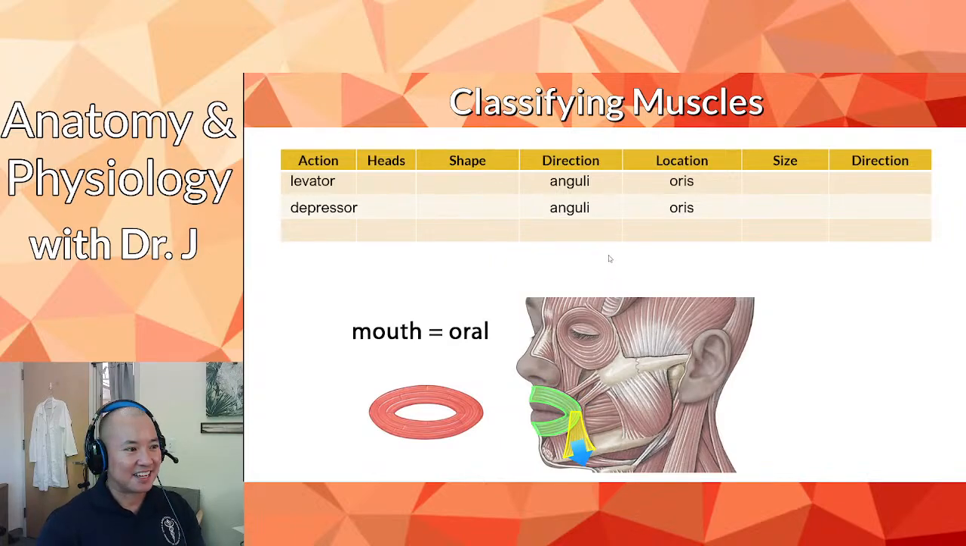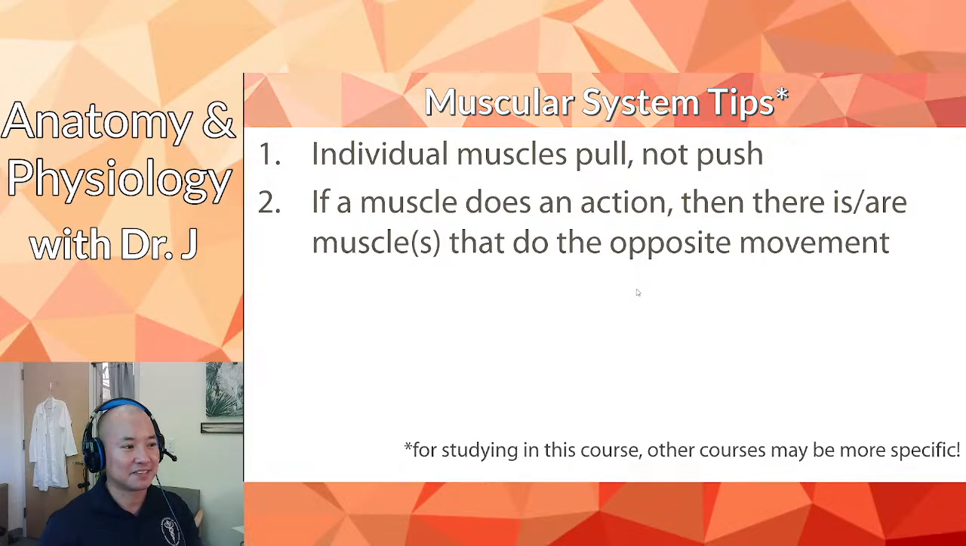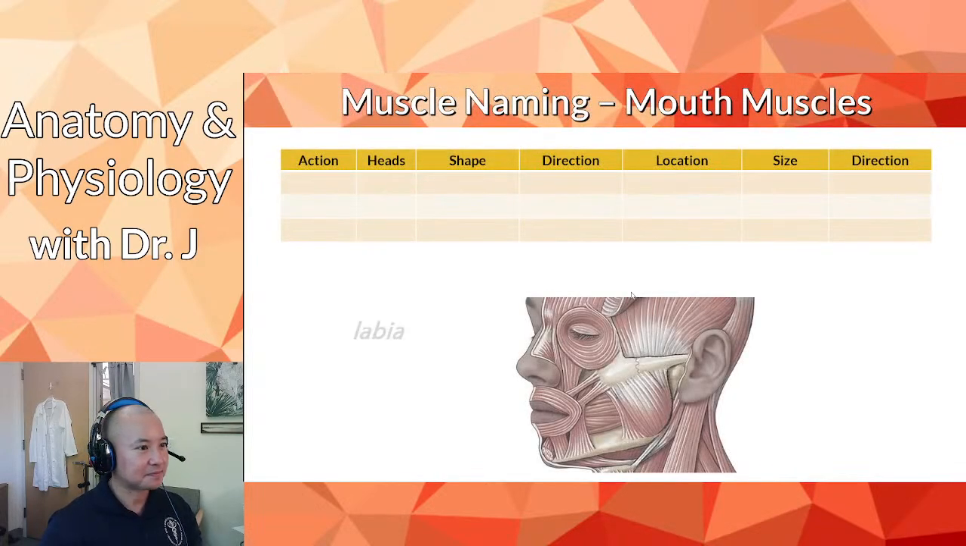So this is where that rule comes in handy. If there's a muscle that does an action, there is at least one muscle that does the opposite. So if there's a levator, there's probably a depressor somewhere. This applies to, I would say, most of the muscles. There are some exceptions, but this is a good general rule for a lot of these pairs of muscles that oppose each other.